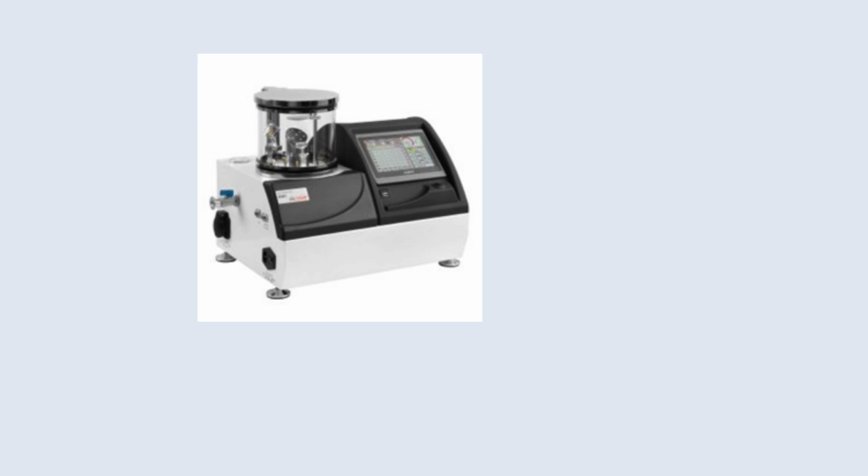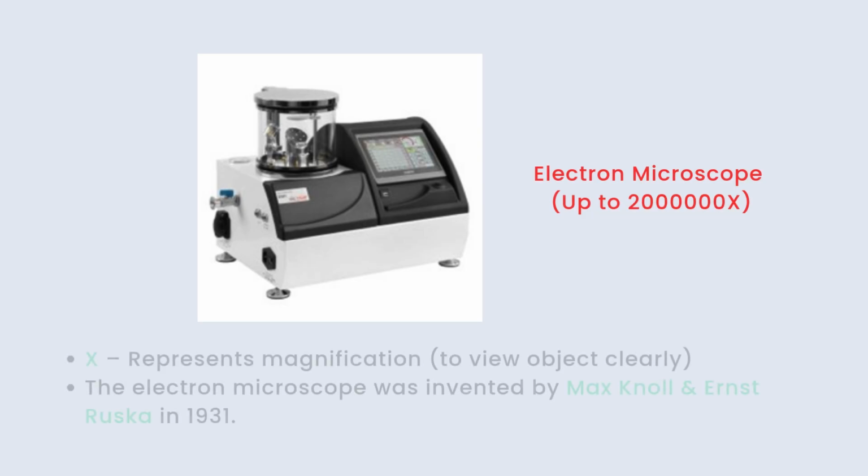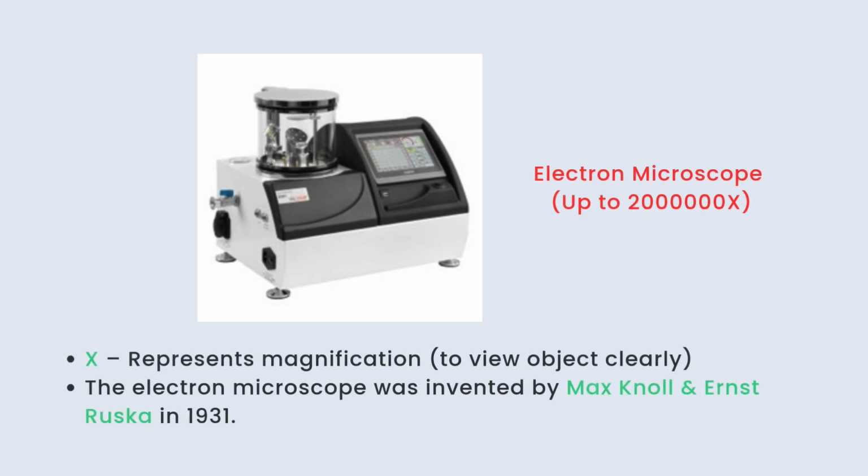If you see the electron microscope, this is unbelievable because it shows a particle up to 2 lakh times. Here, X represents magnification to view object clearly, and the electron microscope was invented by Max Knoll and Ernst Ruska in 1931. This type of questions are important at the time of competitive exams.